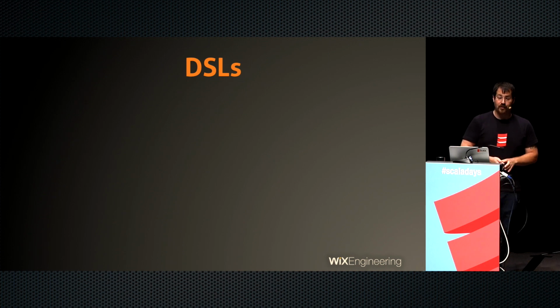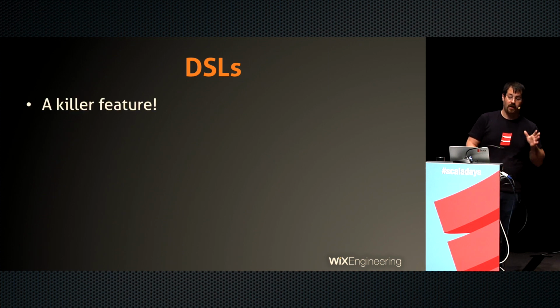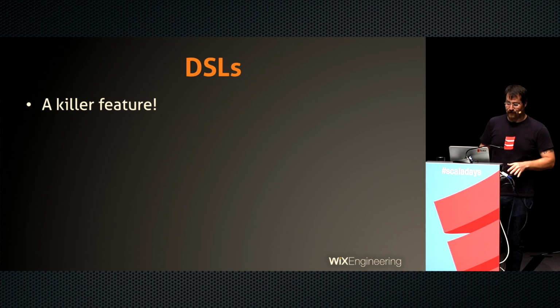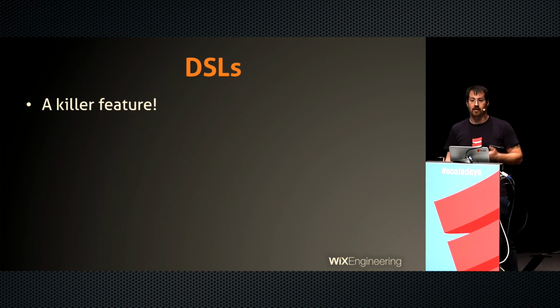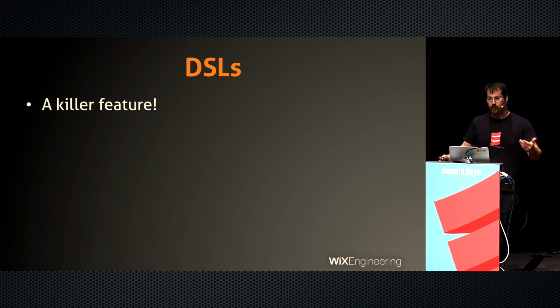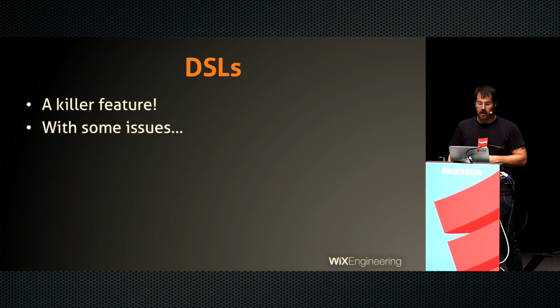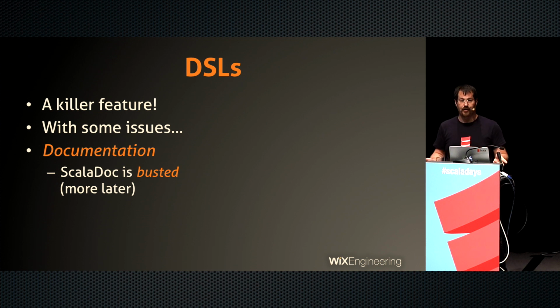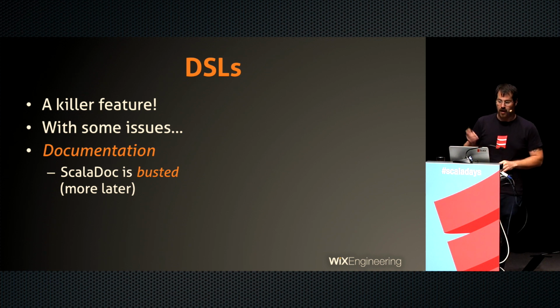DSLs. DSLs are considered to be a killer feature of Scala. Some people love them, some people really, really don't. That is fine, but it's still a very big selling point for a lot of people coming into Scala from more traditional languages. Once again, Java and C# come to mind. DSLs have some inherent issues in Scala. One issue is around documentation. So ScalaDoc is busted. ScalaDoc doesn't work right. And I'm going to circle back to ScalaDoc in a little bit.